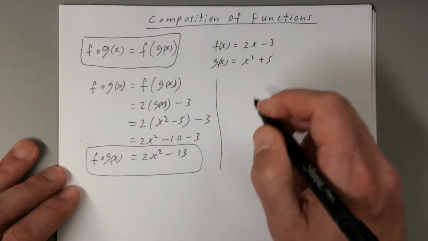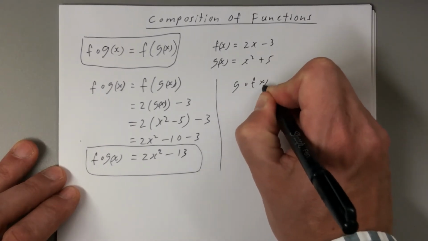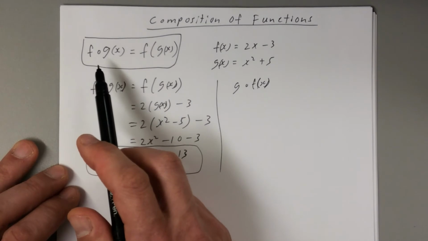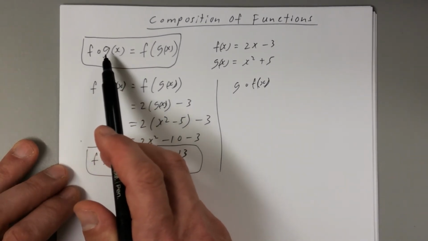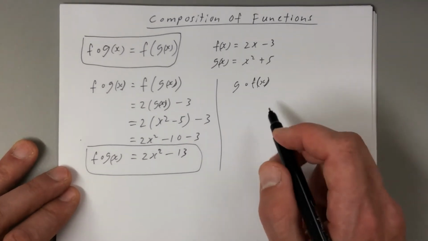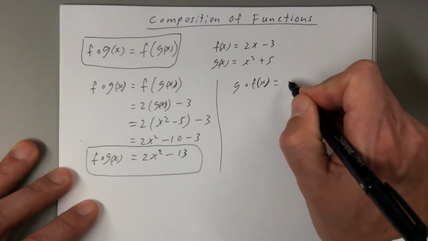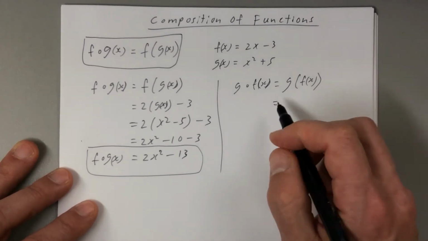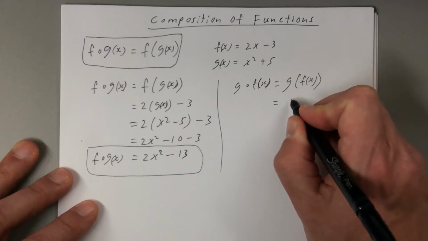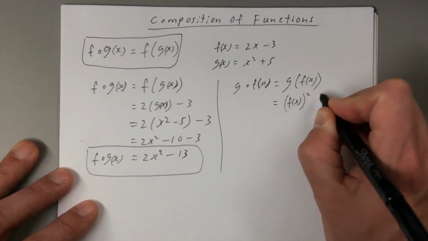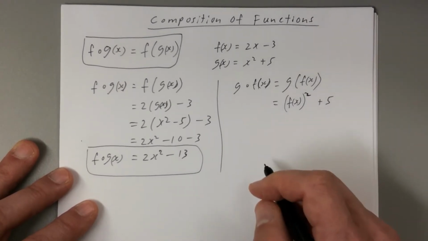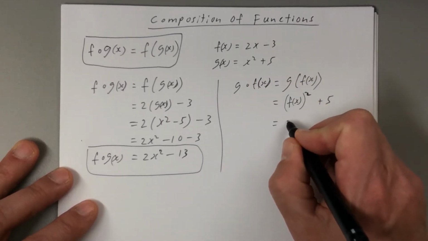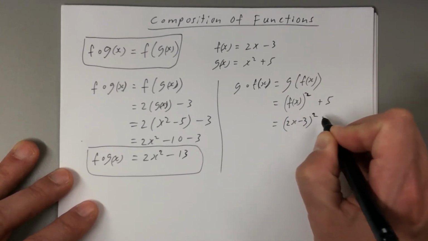I could also do g circle f of x. I wonder if it gives me the same function. It almost looks like it's times, right? So f circle g looks like f times g. Now it's not, it's just f circle g. Let's see what this is. I'm going to sub in f of x into g. So g of f of x, and g of x is x squared plus 5, so I'm going to do f of x squared plus 5. Now I'm going to take whatever f of x is and put it in there. So (2x minus 3) squared plus 5.